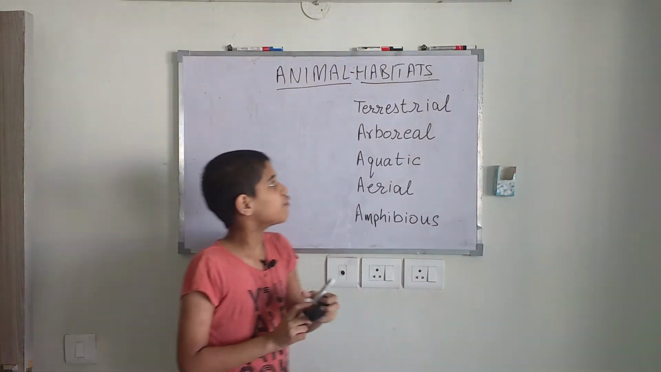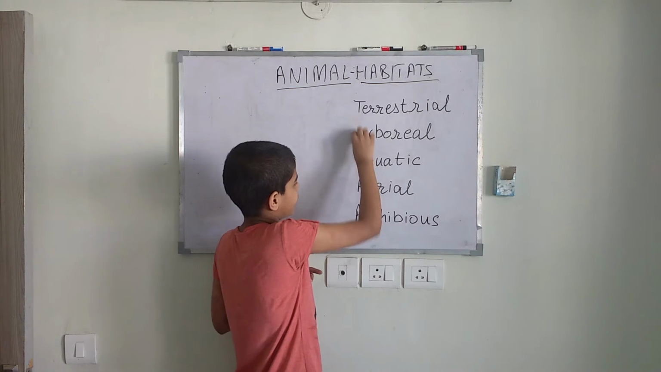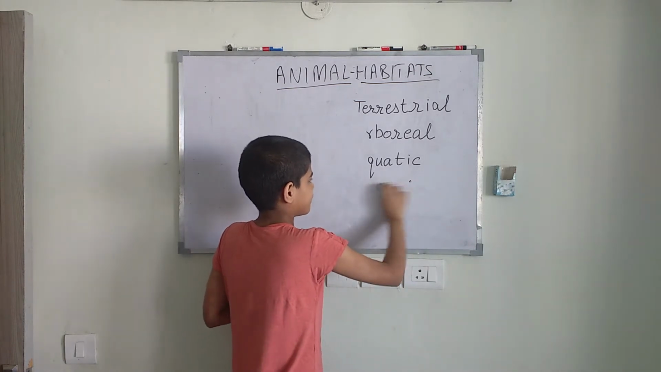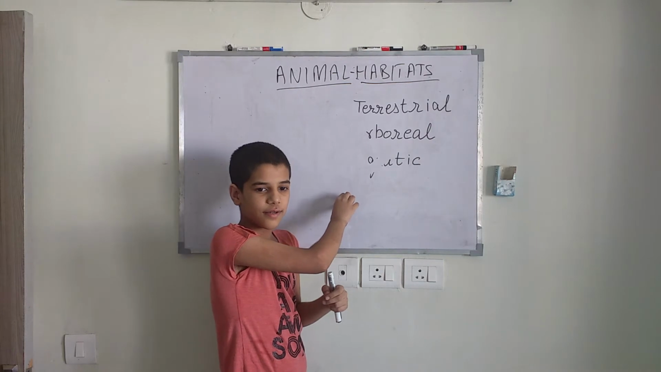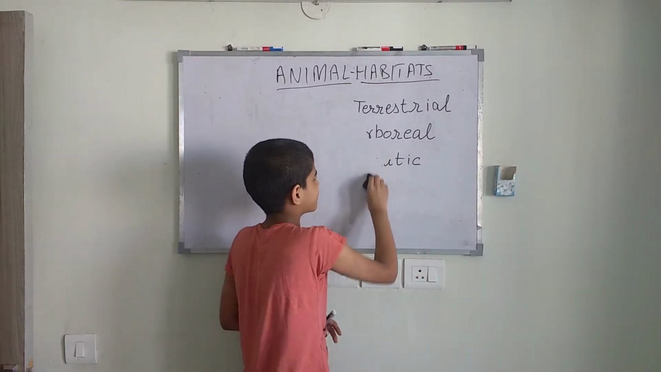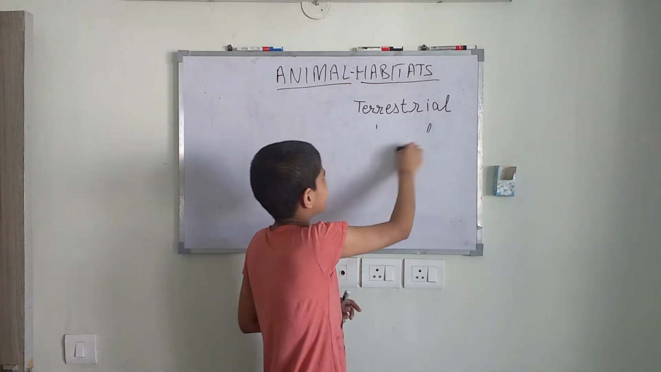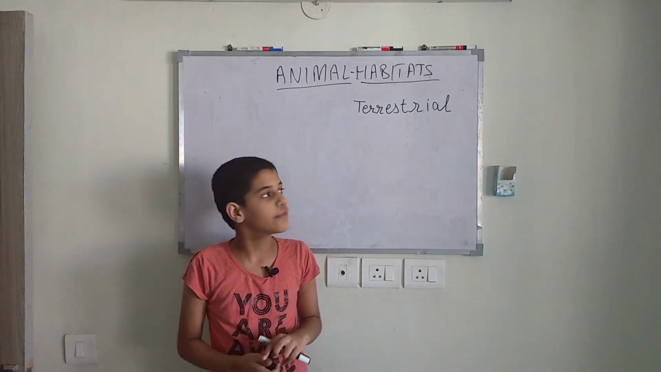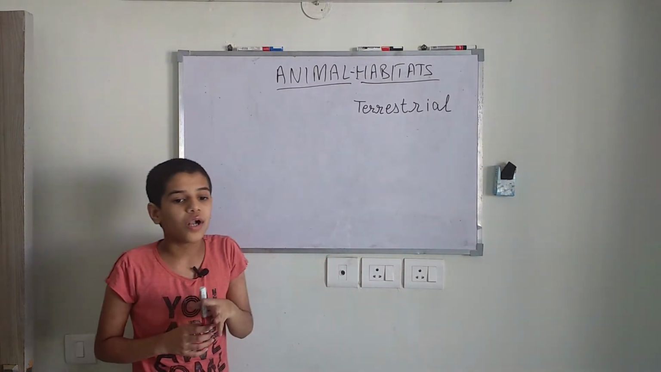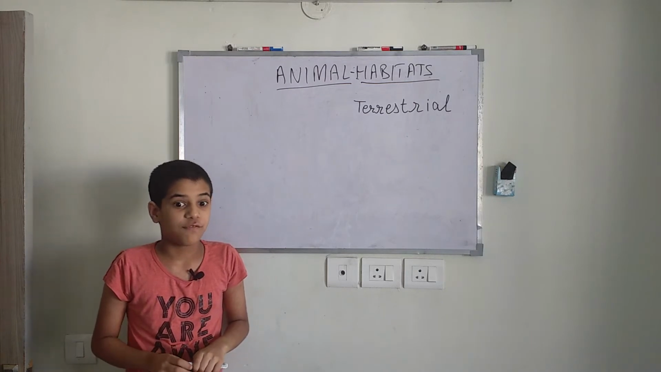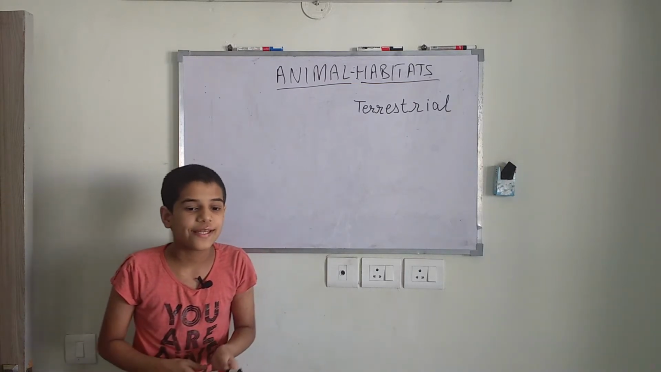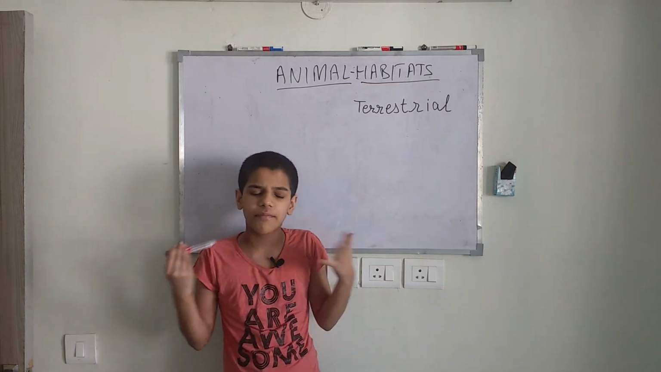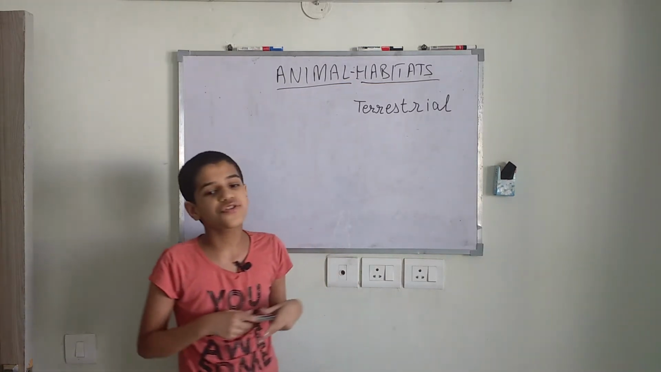Okay. So now first we come to the terrestrial animals category. Yes, terrestrial animals, as I've already told you, are the animals which live on land. Now, what all does land include? Forests, deserts, mountainous regions, cold regions like the polar region. Now, there are many examples of the terrestrial animal category.